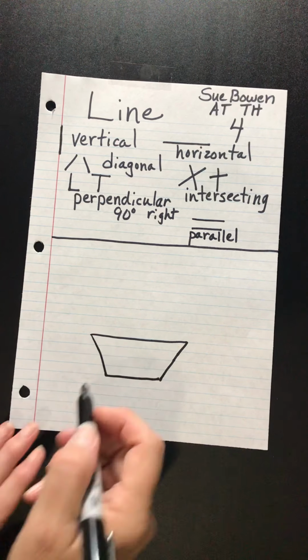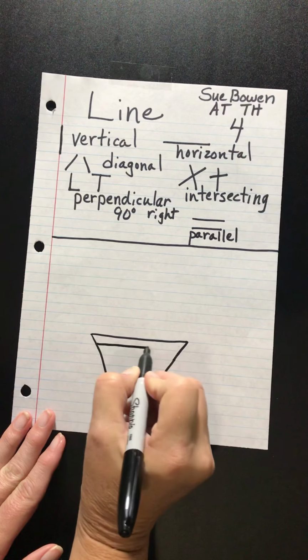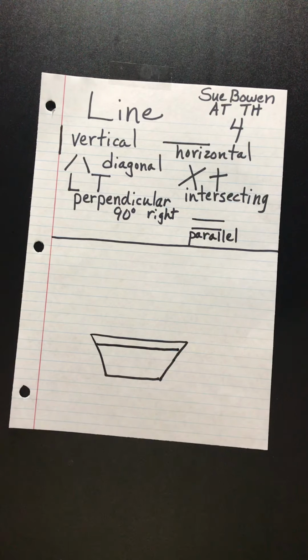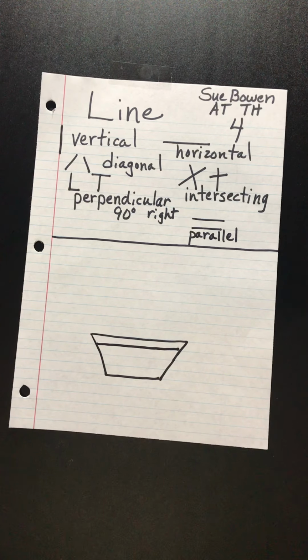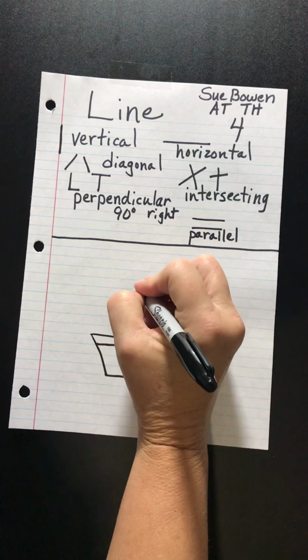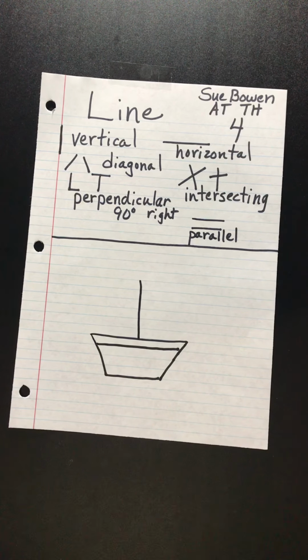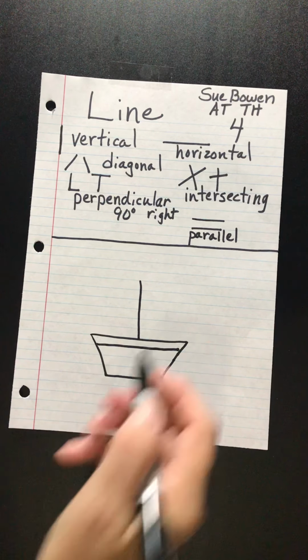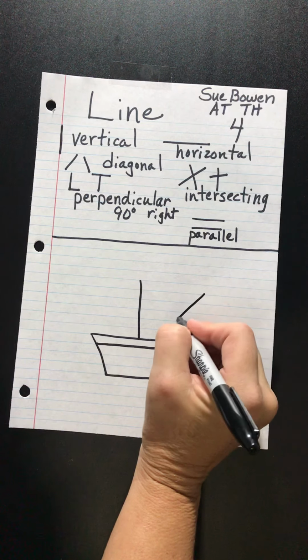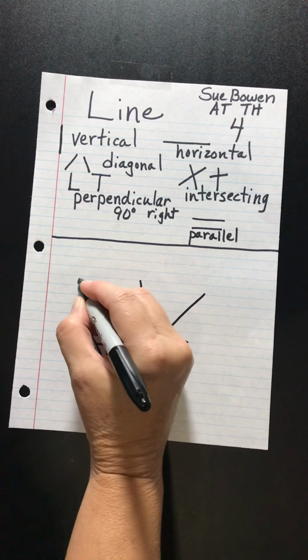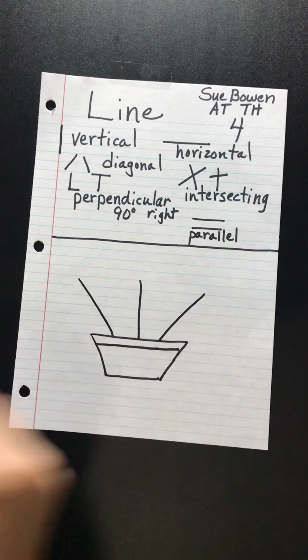Okay? Now let's take this one space here and let's do one more horizontal to make a lip on this container. Now, let's do a vertical line down through the middle, like that. And then let's do 2 more diagonal lines. Let's do one here and one here.